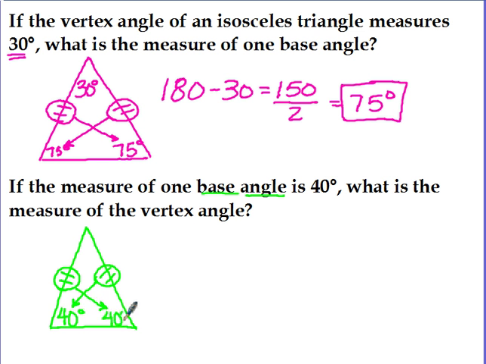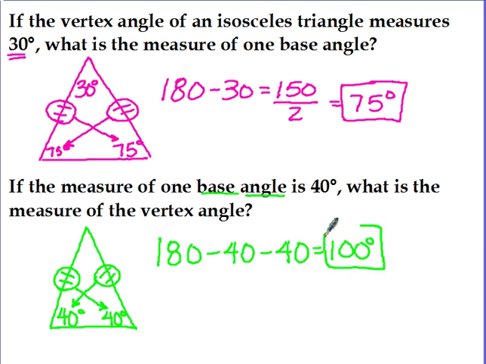So to find my vertex angle, I'll take 180 minus 40 minus 40, which gives me 100 degrees as my vertex angle. And I can see that that obviously doesn't look like 100 degrees because it's acute and the 100 should be obtuse. But again, your picture is just for your reference to help you out. It doesn't have to be drawn to scale.